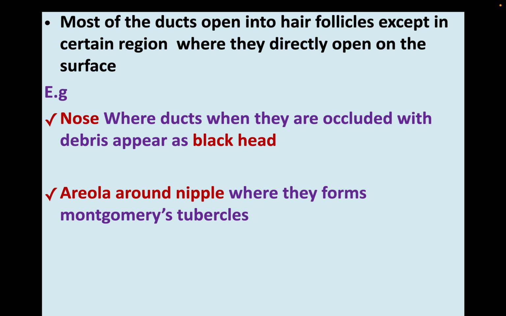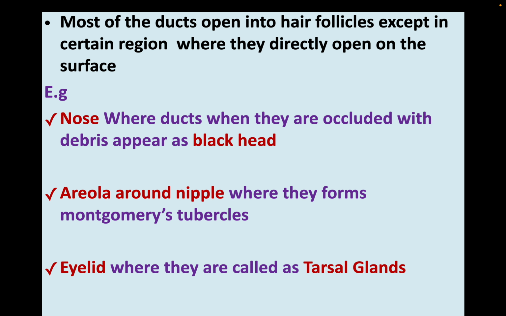So most of the ducts open into hair follicle except in certain regions where they directly open on the surface. Examples are the nose, where ducts, when they are occluded, the debris appears as blackhead; areola around nipple where they form Montgomery tubercles; and eyelids where they are called tarsal glands. So here the hair follicles are directly opening on the surface.